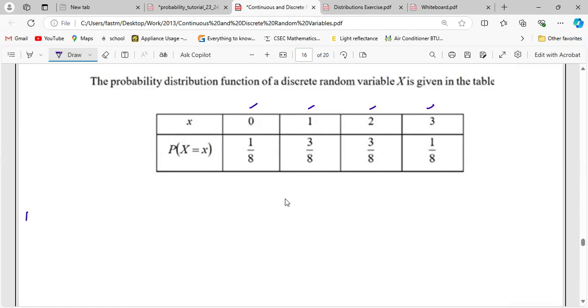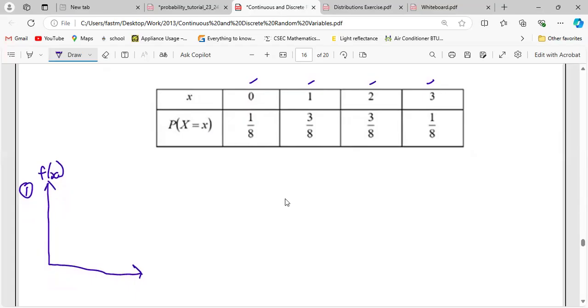So the first thing that we could plot is the PDF, which is kind of the easiest thing to do because it can only exist at discrete points. The points that we have for x are 0, 1, 2, and 3. At 0 it is 1/8. At 1 it is 3/8. At 2 it is 3/8. And at 3 it is 1/8.